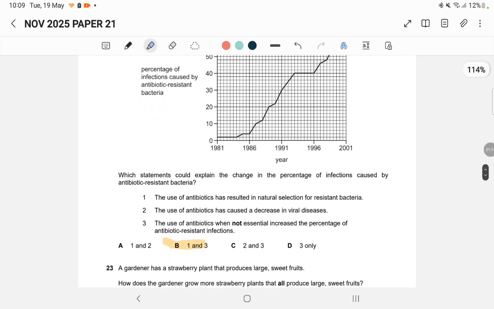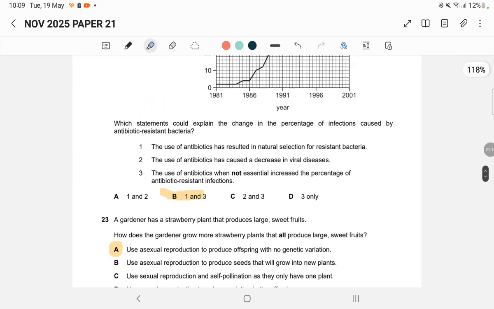The graph shows a change in the percentage of infections caused by antibiotic resistant bacteria in one country. It's asking which statement could explain the change in the percentage of infections caused by antibiotic resistant bacteria. So the answer here is letter B. Why? Let me tell you. The use of antibiotics has resulted in natural selection for resistant bacteria.